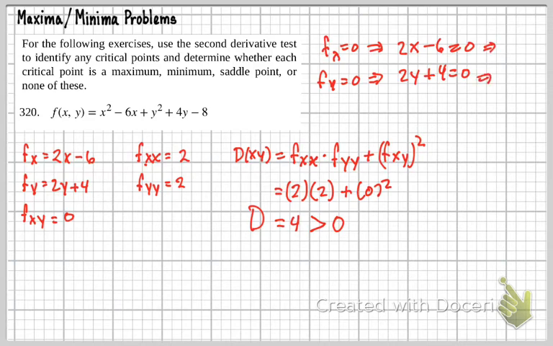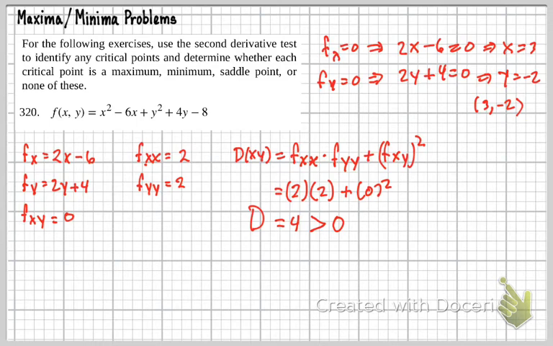So then for the first one, I move the 6 over, divide by 2. I get x equals 3. Then I move the 4 over, divide by 2. I get y equals negative 2. So my ordered pair where both of these are 0 is (3, -2). So now when I plug that into D here, since D is a constant function, it's going to give me 4, which is greater than 0. So even for this point here, it's greater than 0.